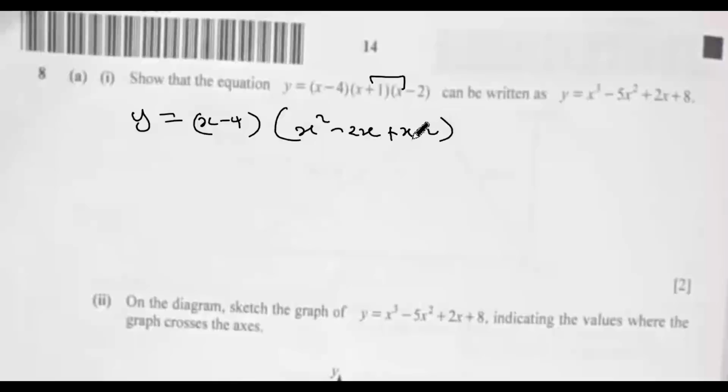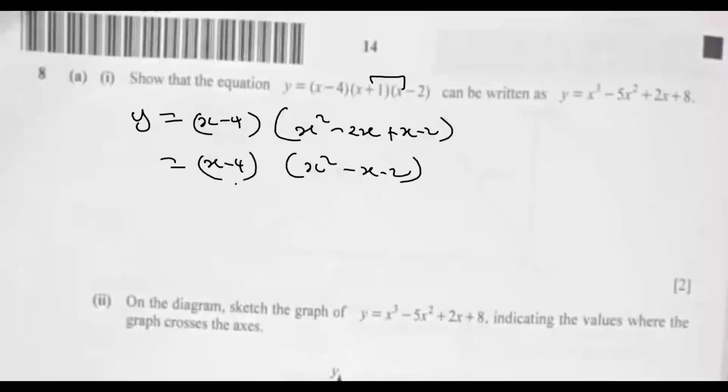So the next question is question 8. Show that the equation y equals this can be written as this. What you need to do is expand this. So y equals x minus 4, into, we need to expand x plus 1 and then x minus 2. You have to multiply these two together, and that will give you x squared, minus 2x plus x minus 2. So it will give us x minus 4 into x squared minus x minus 2.